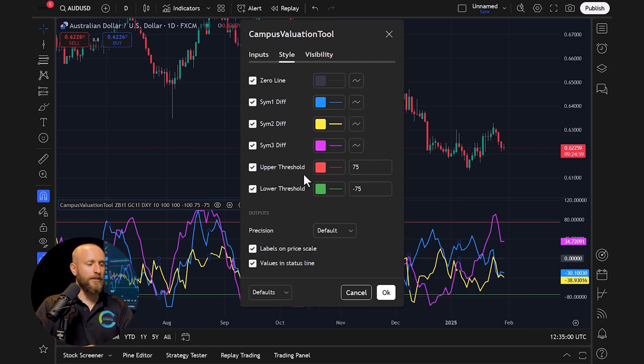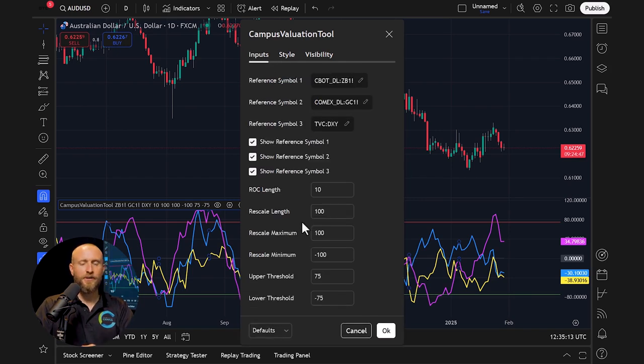Then we have the upper and the lower threshold. These refer to bullish, undervalued, or bearish, overvalued extremes. Let's go back to the inputs for a second, because there's one last thing that we need to talk about. That's the ROC length. Right now it's set to 10. And since we're on a daily chart, this means it takes the past 10 days of data from these reference symbols as a basis to map out the valuation.